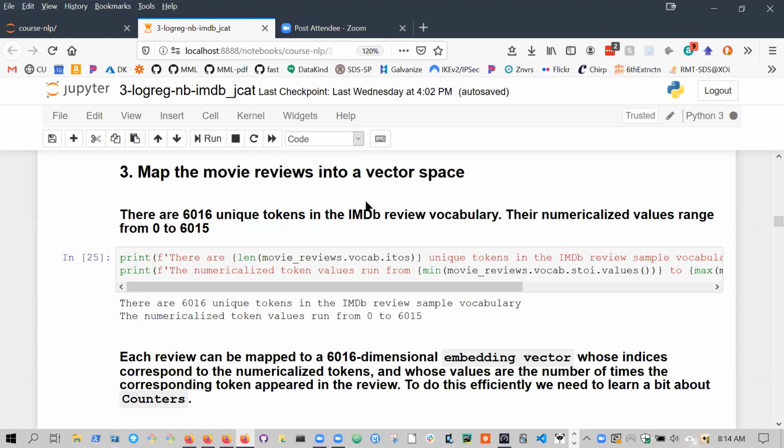We're throwing away the sequential aspect of the review. In other words, which words occur in order, which word occurs before which other word, and so on. We're throwing away all of that sequence information. It's like we're considering each word as a different colored marble, right?